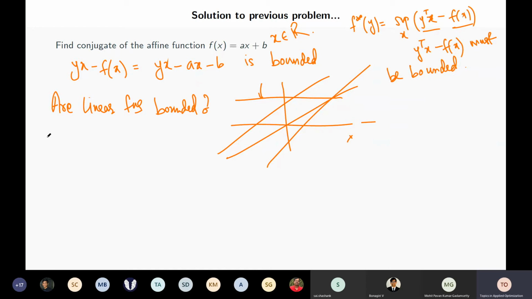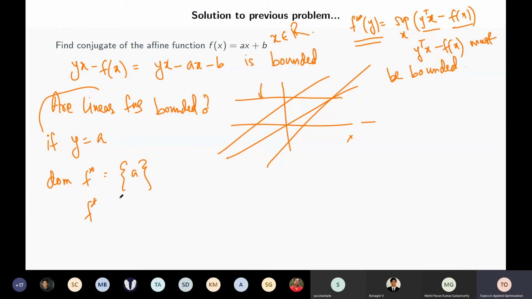So it is bounded if y is equal to a. Then this will get cancelled and we get minus b. Since this is a constant function, the supremum will be just minus b. So from here we know that the domain of f star is now just restricted to a, because that's the only valid value for which y transpose x minus f of x is bounded. So just by the boundedness condition we got the domain of f star, and for that domain there is only one point left.